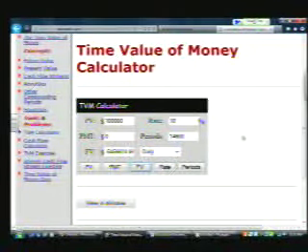Now, some of you are thinking, well, can we compound every hour? Can we compound every second? Could we compound continuously, every millionth of a second? And the answer is yes. That's called compounding continuously. I'm not going to cover that today because it's more of an advanced math thing.